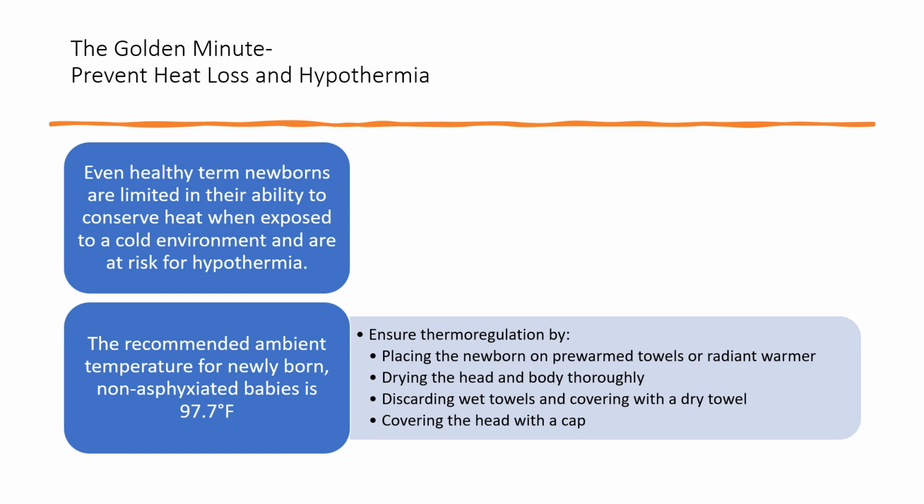And so the recommended ambient temperature for newly born non-asphyxiated babies is 97.7. Pre-warmed towels work great if your radiant warmer isn't working. That radiant warmer or the warming pad that we have, many times they sit in the back of the ambulance or underneath somewhere and somehow get activated years back and aren't that fantastic. We don't want to overheat these kiddos, but we want to keep them warm.